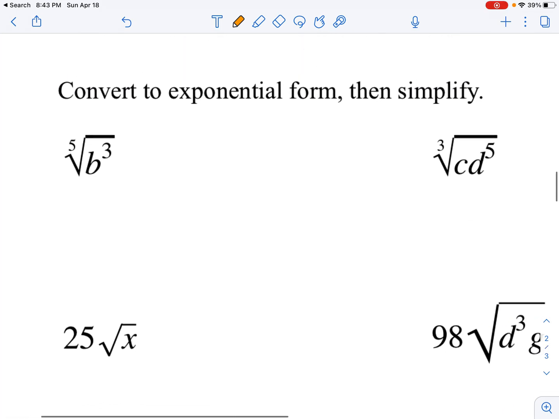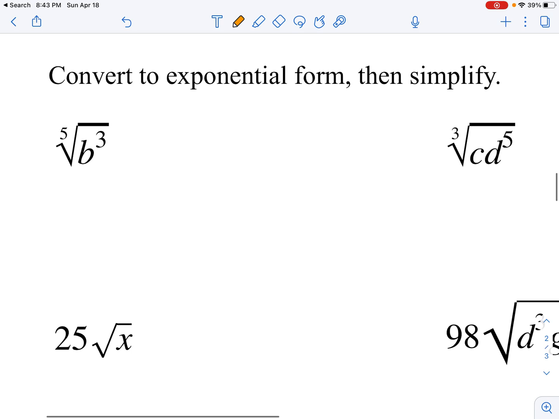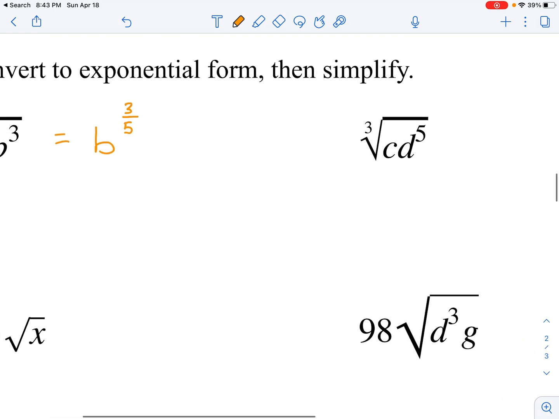Okay, so we're continuing by converting to exponential form. So this one would be going backwards from radicals to exponents. So for b, my exponent's going to be, well, we have to remember that the index went on the bottom for the denominator, so the 3 will go on top, and that's our answer for that.